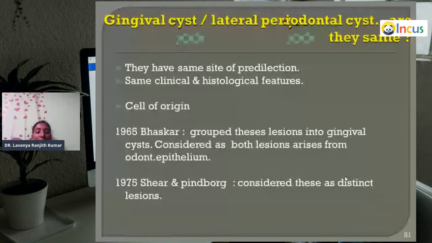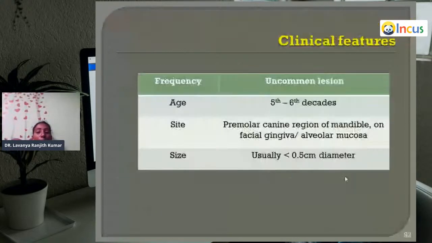In 1975, Shear and Pindborg considered this as a clinical lesion. It is a very uncommon lesion, and the age will be 5 to 6 decades, and the site will be the premolar region of the mandible on the facial gingiva and alveolar mucosa. The size will usually be less than 0.5 centimeter.